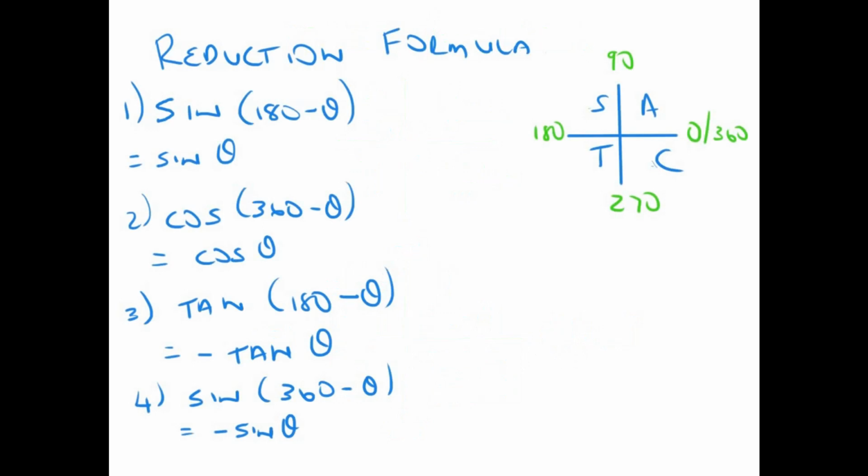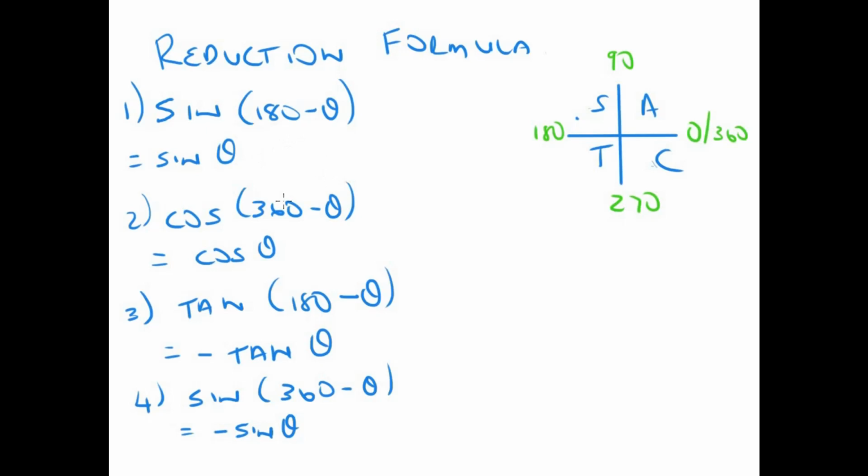So let's look at the following reductions. If I ask you to find the sine of 180 minus theta, what you need to do is say, in which quadrant is 180 minus theta? 180 minus theta is in the second quadrant. Then you're going to say in the second quadrant sine is positive. So that will give me positive sine theta.